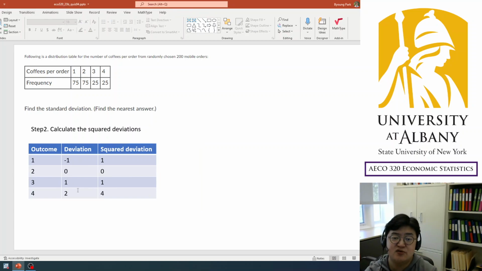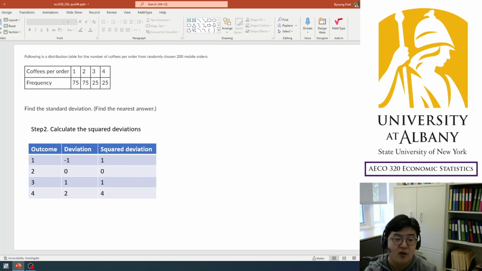Then it is easy to calculate the deviations. So subtract 2. So 1 coffee is 1 coffee less than the average, and 2 is 0. 3 is plus 1. 4 is plus 2. So square them. 1, 0, 1, 4. Pretty simple. Okay. And this is the transformation.